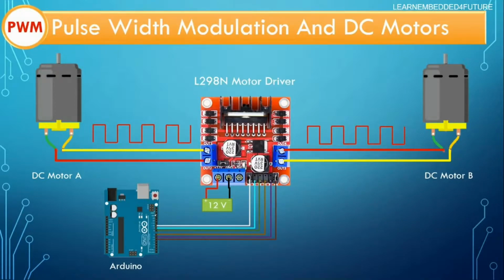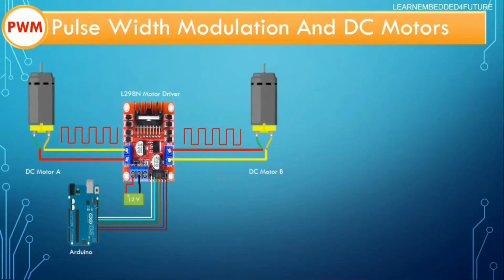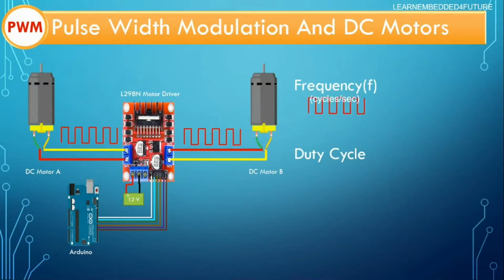PWM signals can be defined by two terms: first, by its frequency, and second, by its duty cycle. PWM signals actually control the switching on and off time of the power supply provided to the connected load. Depending on this switching time, power provided to the load can be regulated.